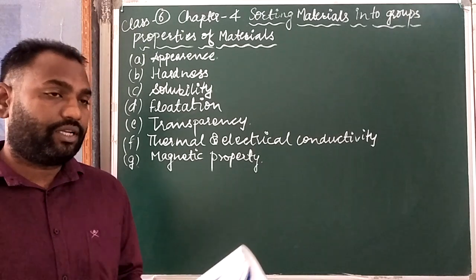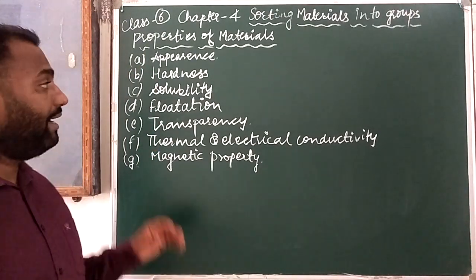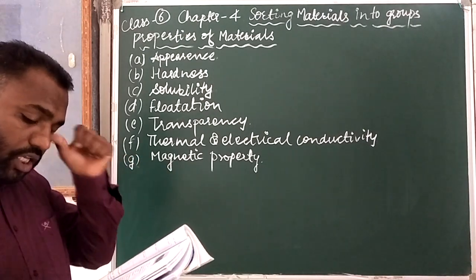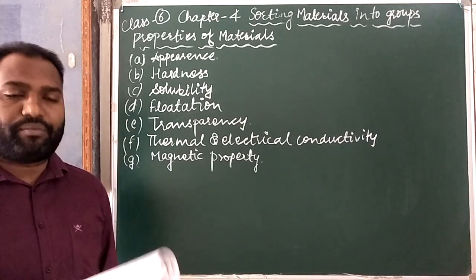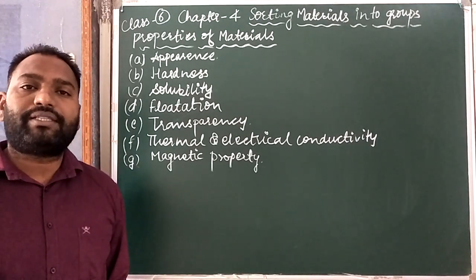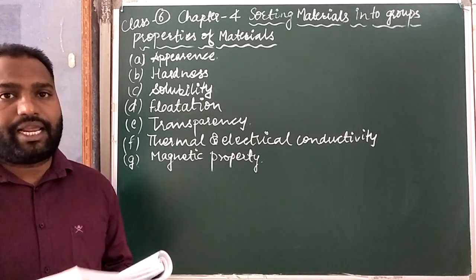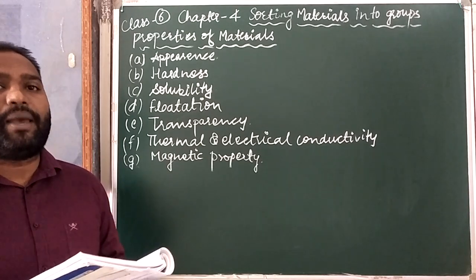So you know about luster: luster means appearance, how anything looks. Hardness, roughness, or smoothness are some of the properties which describe the appearance of a material. It means how any object generally looks in nature. We can describe it with the help of these properties like roughness, hardness, and appearance.